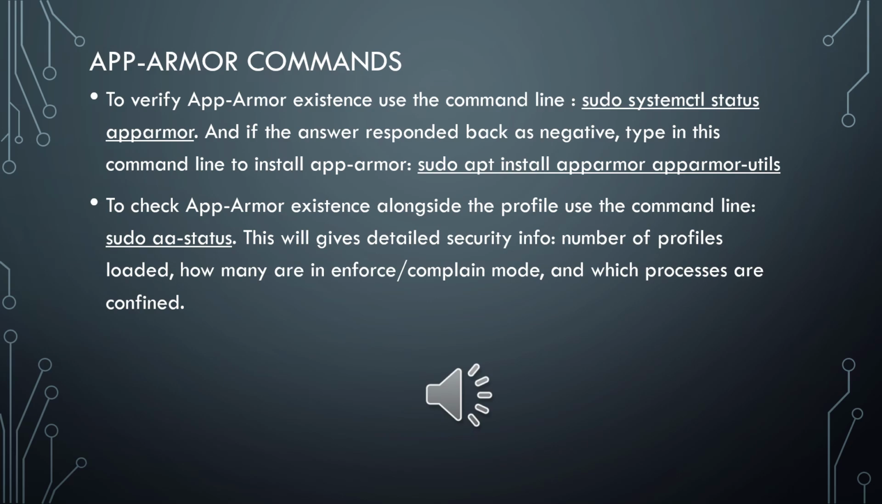And to the next point, to check the AppArmor existence alongside the profiles, we can do sudo aa-status. This will give us the detailed security info: the number of profiles loaded, how many are in enforce or complain mode, and which processes are confined.